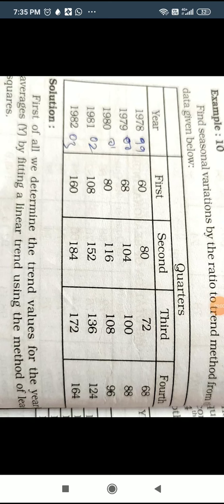Namaste. So today in this session we will discuss the seasonal variation by the ratio to trend method. Here is one example: find seasonal variation by the ratio to trend method from the following data given below. He has given years from 1978 to 1982, and four quarters. Considering this problem, we will solve it by using the ratio to trend method.